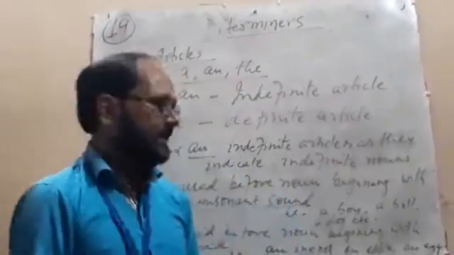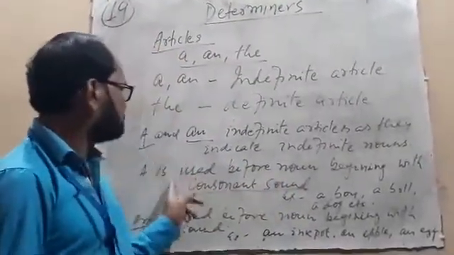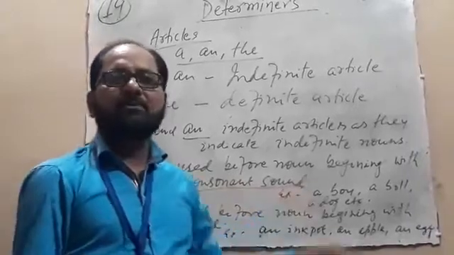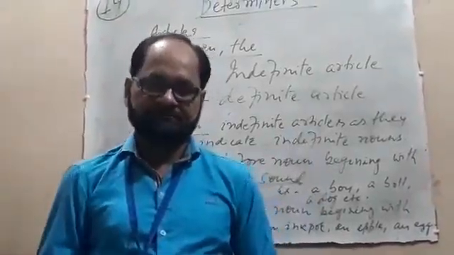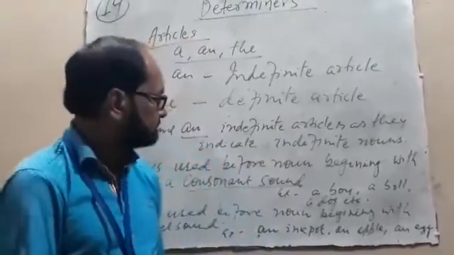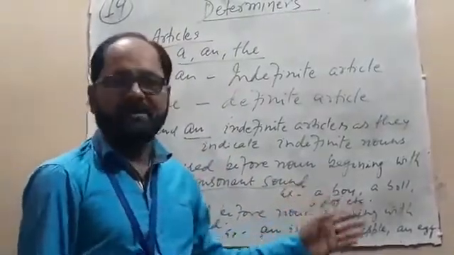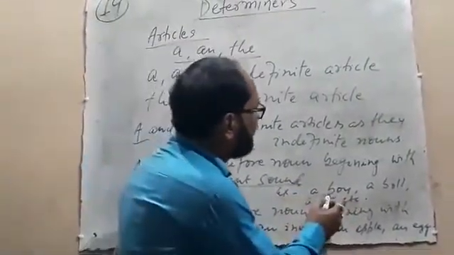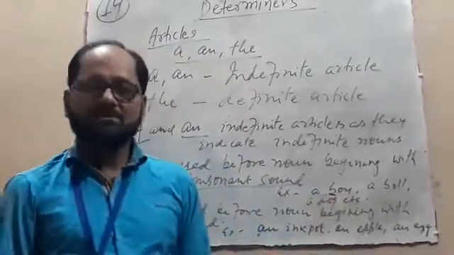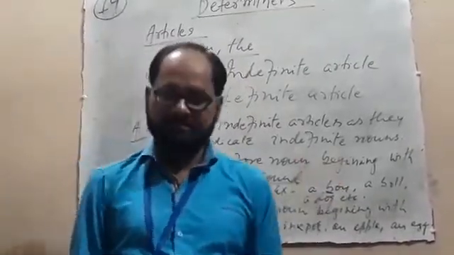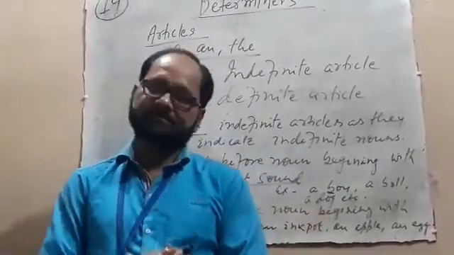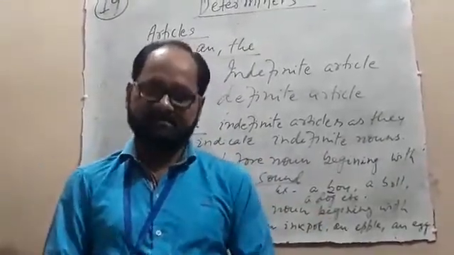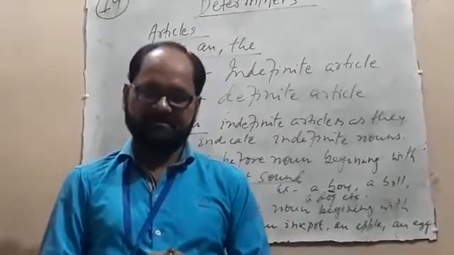So, a is used before a noun beginning with a consonant sound. For example, a boy. Here, in boy, B is a consonant. A ball, a dog, a snake, a tree.